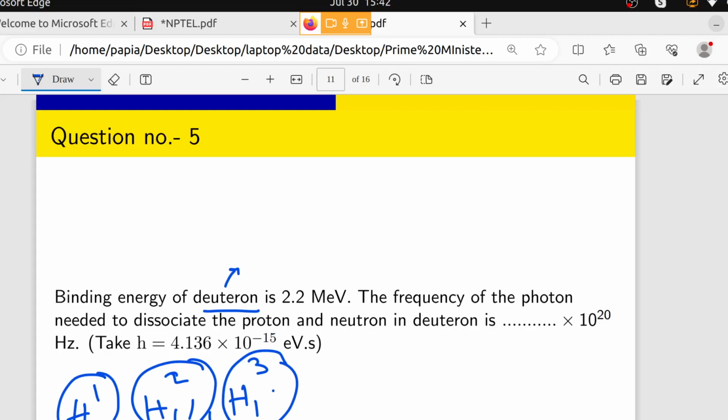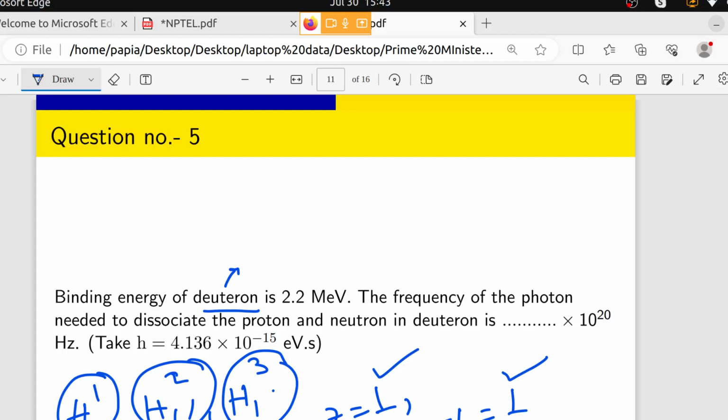In that deuteron you can see H12, that means by seeing the notation, what I can conclude is that Z will be 1, N will be 2 minus 1, that means 1, and A will be 2. That means inside the deuteron nucleus, one proton is there and one neutron is there. The frequency of photon needed to dissociate the proton and neutron in deuteron, that we have to calculate.